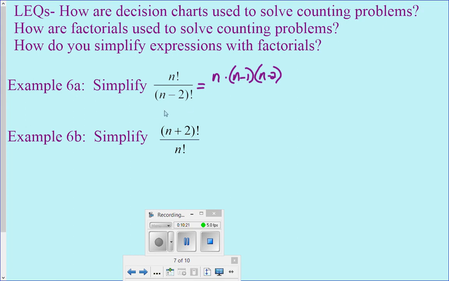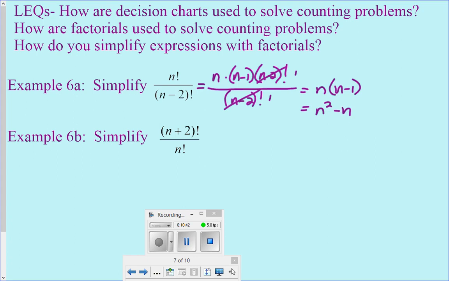But I'm noticing again, n minus 2 is in the denominator, so rather than writing n minus 2 and then n minus 3 and so forth, I'm just going to write n minus 2 factorial, and in the denominator as well. Now I see common factors. I'm left with n times the quantity n minus 1, or if you want to distribute that, you can.